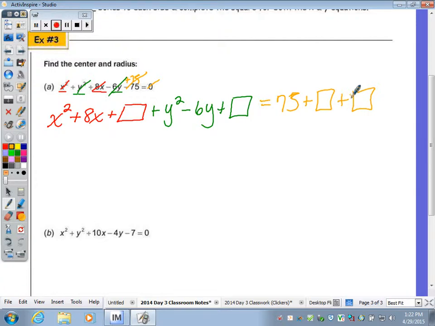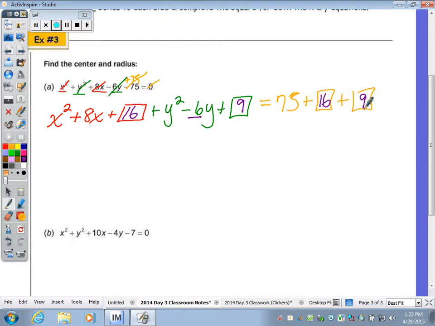All right, so now, again, what goes in the box is half of b, squared. So we write it in order, the x terms first, the y terms second, highest to lowest, and then what goes in the box is half of b. So half of positive 8 is 4. 4 squared is 16. And if I add that on the left, I have to add it to the right. Now here, again, half of negative 6 is negative 3. Negative 3 squared is 9.